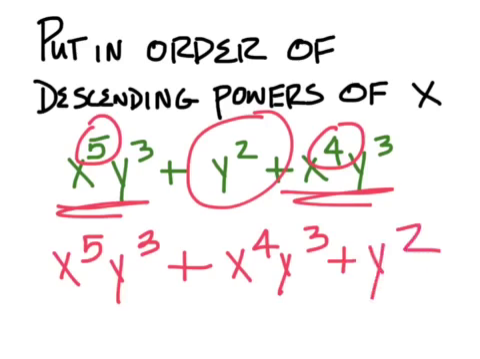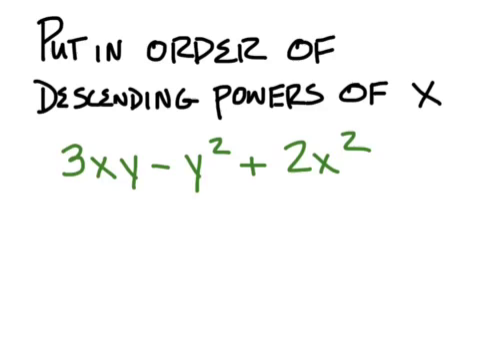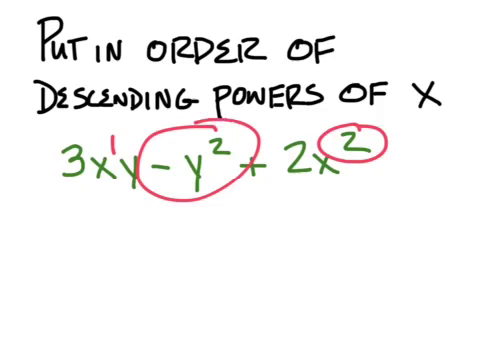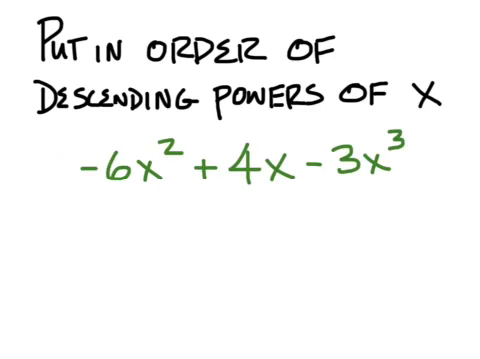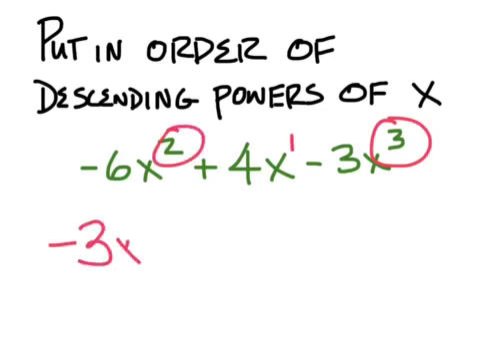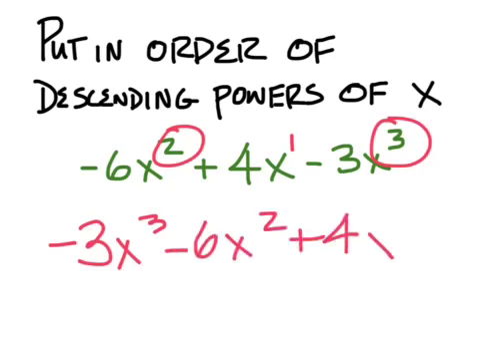Descending powers of x. The largest power of x in here is x to the second. The next one down is x to the first. This one has no x in it at all. So it would be 2x to the second plus 3xy and then minus y squared. This one, descending powers of x, the largest one is this one, then the next one, and then this one. So you would have negative 3x to the third minus 6x squared and then plus 4x.